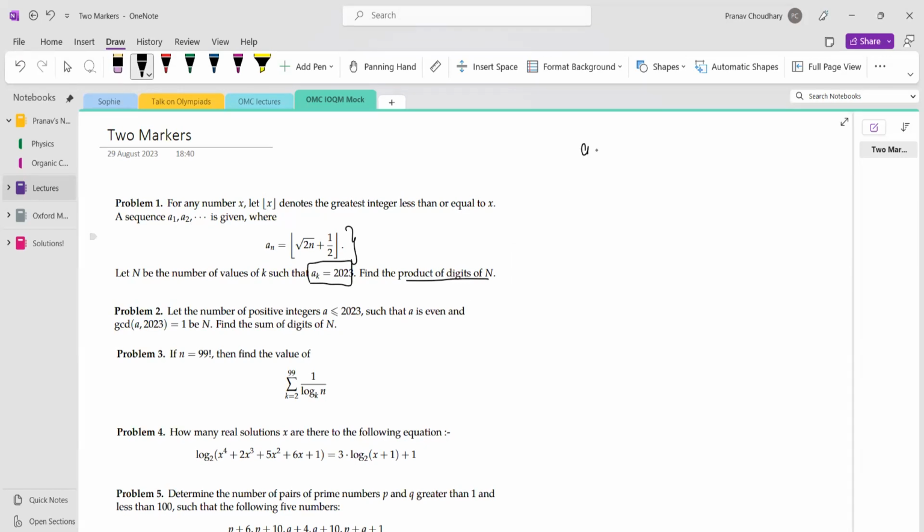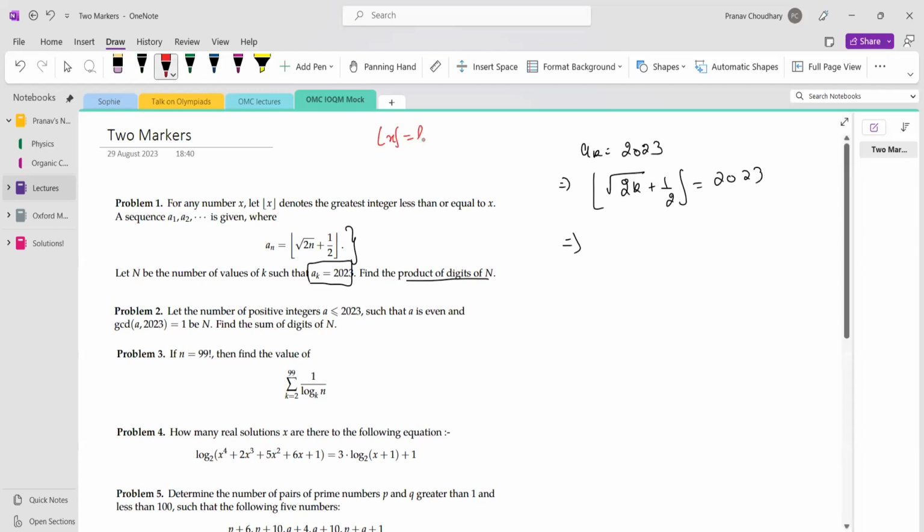So we are given that ak is equal to 2023. This means GIF of root 2k plus half is equal to 2023. Now, using basic properties of GIF, we know that if GIF of x is k, this means x is in this range, because if it's greater than or equal to k plus 1, then GIF will be greater than or equal to k plus 1, and if it's less than k, then GIF will be less than k as well. So x should be in this range. The whole problem is based on this idea.